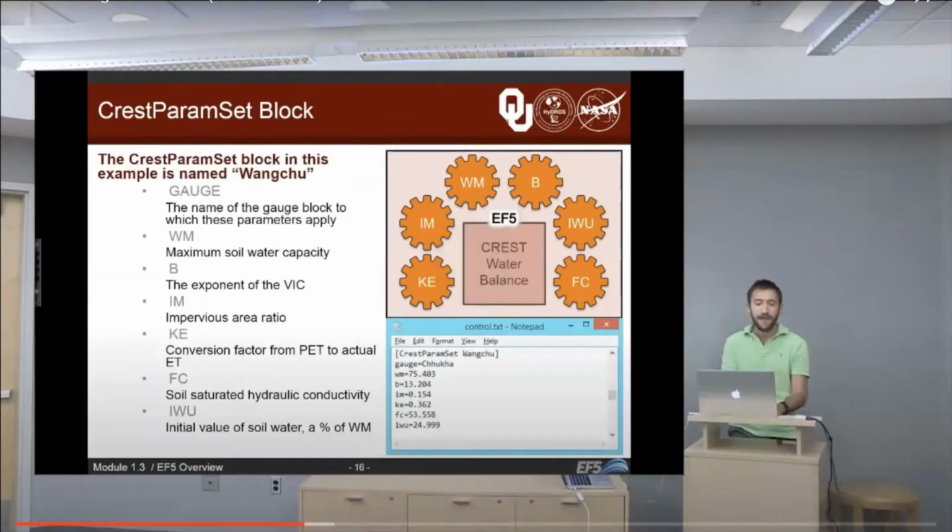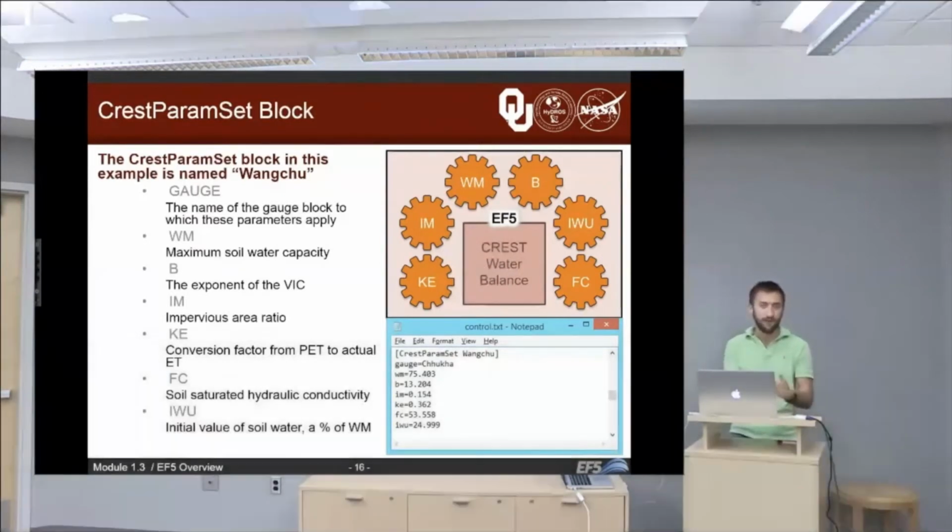Acá de nuevo, gauge es el nombre del bloque de medición de nivel al que se aplican estos parámetros. WM es la capacidad máxima del agua en el suelo. B es el componente del BIC. IM, or impervious area ratio, that's how much of a particular region has land covered with concrete and asphalt and other impervious structures and materials. KE is a conversion factor from the PET that you get from the forcing grid down to what you think the actual evapotranspiration is. So it's always going to be less than the potential evapotranspiration.